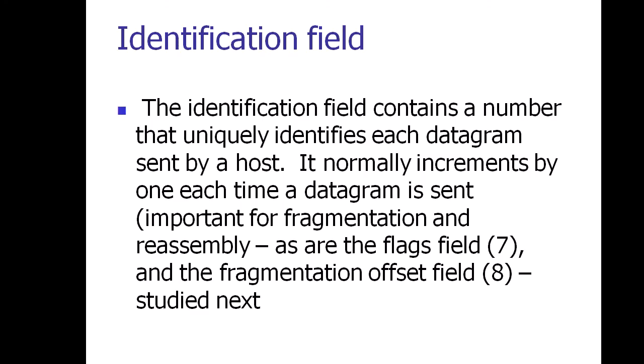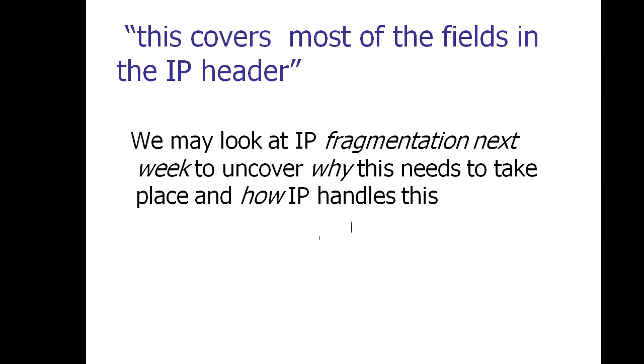So we're just going to do a little bit more before finishing. Right. So we're looking at the identification field, which you'll remember is 16 bits long. The identification field contains a number which uniquely identifies each IP datagram sent by a host. Normally, this number is incremented by 1 each time a new datagram is sent. We're going to have a look at fragmentation next.